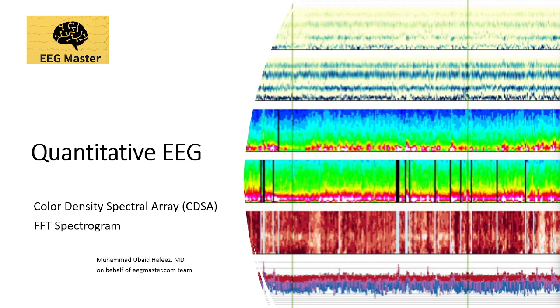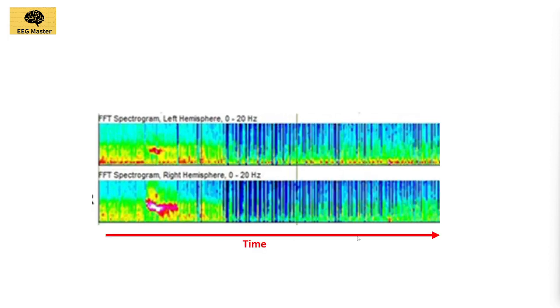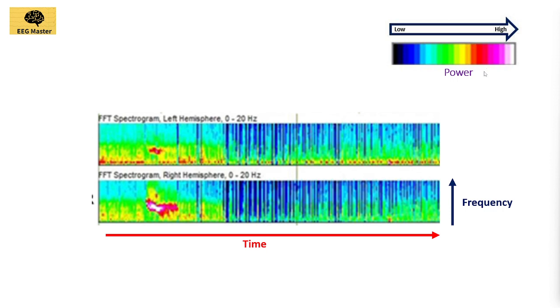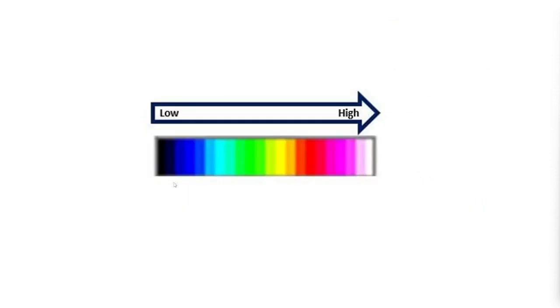In this short video, we will be discussing Color Density Spectral Array, C.D.S.A, also commonly referred to as Power Spectrogram or FFT spectrogram. It is a three-dimensional display of distribution of power across different frequencies over time. The time is plotted on the x-axis, frequency on the y-axis, and power on the z-axis using a colored scale. The black, blue, or cooler end of the color spectrum represents low power, and white-pink colors represent the high end of the power spectrum.